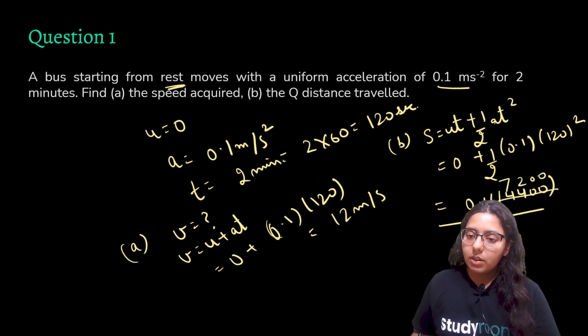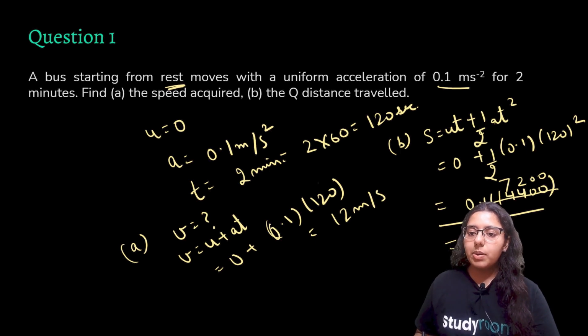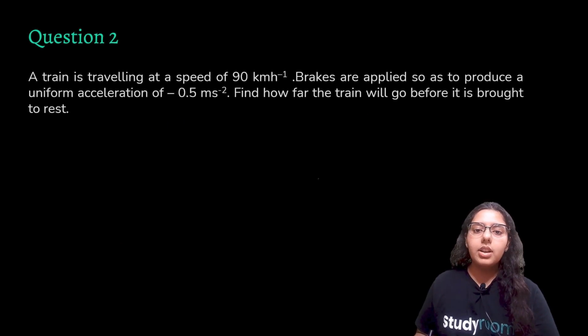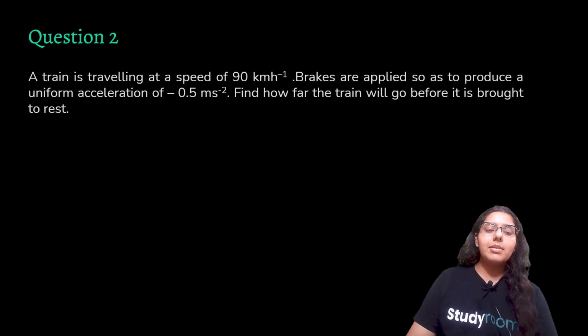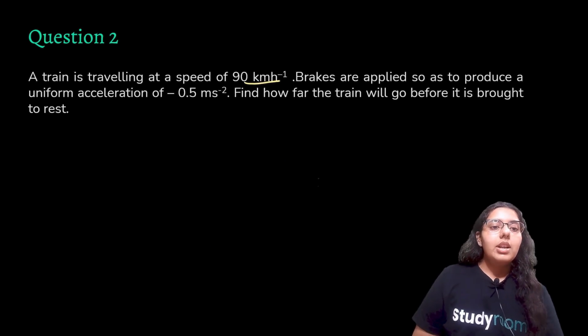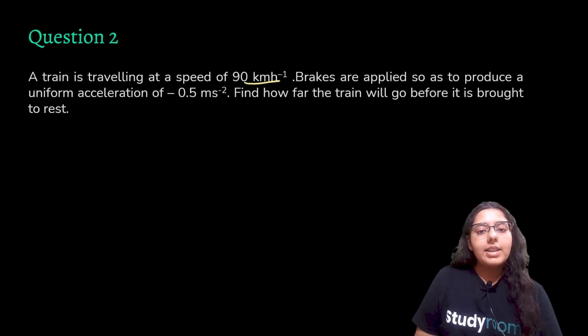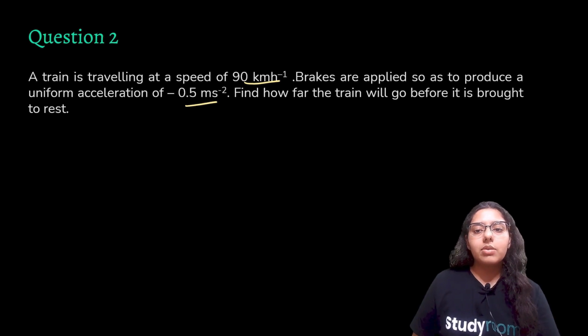And there is 1 into 0.1, right? So 720 meters is your distance traveled. Isn't that simple? Next question. A train is traveling at a speed of 90 km per hour. Brakes are applied so as to produce a uniform acceleration of minus 0.5 meter per second square. Find how far the train will go before it is brought to rest.